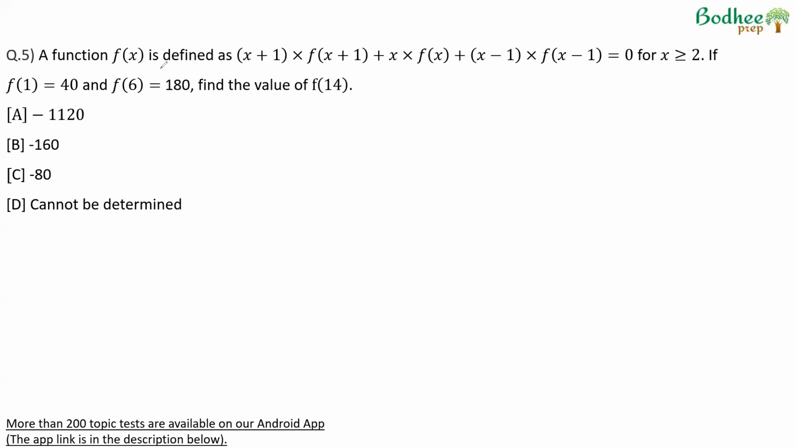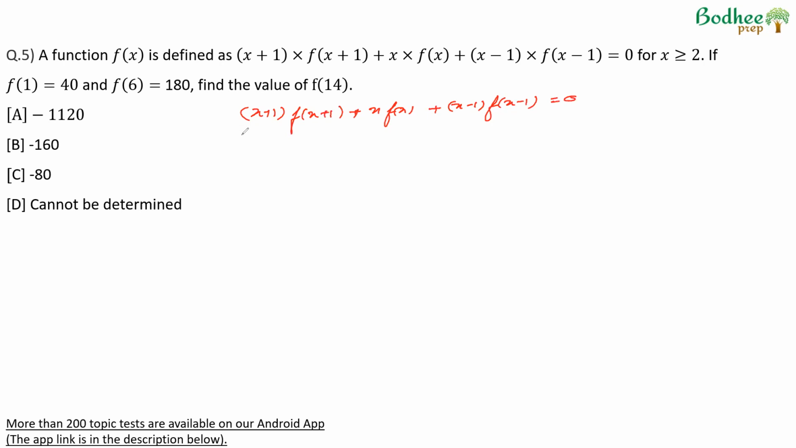A function f(x) is defined as (x plus 1) into f(x plus 1) plus x into f(x) plus (x minus 1) into f(x minus 1) is equal to 0 for x greater than or equal to 2. Here, if we look at it, (x plus 1) into f(x plus 1) plus x into f(x) plus (x minus 1) into f(x minus 1) is what we have, equal to 0.